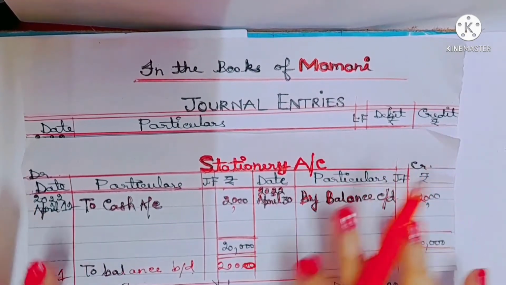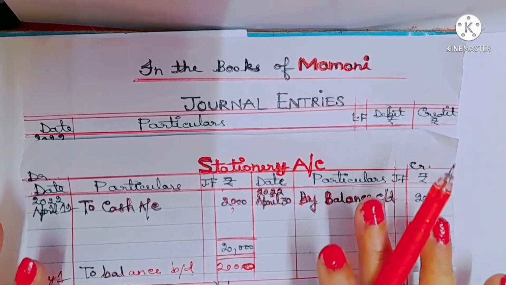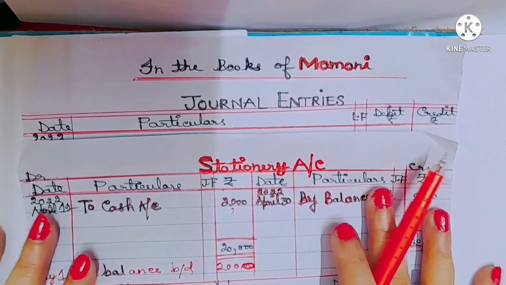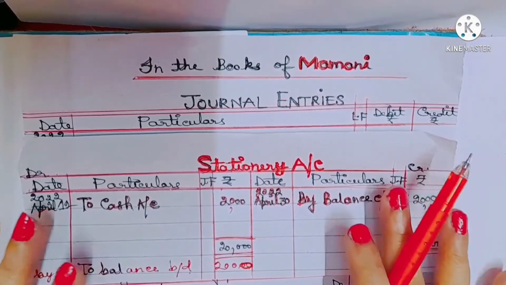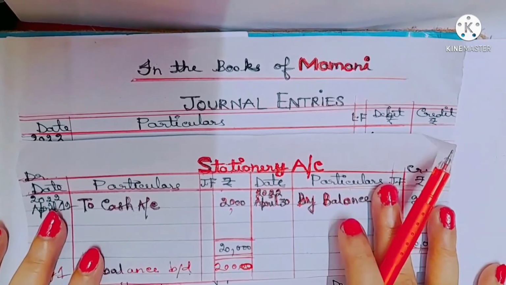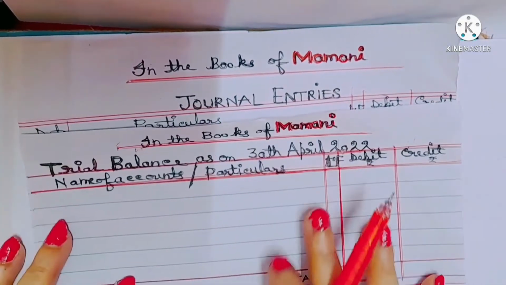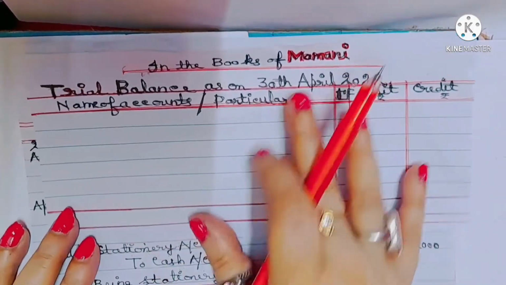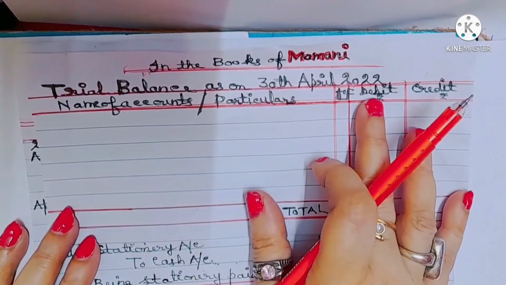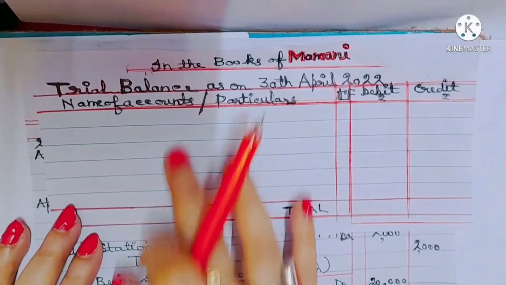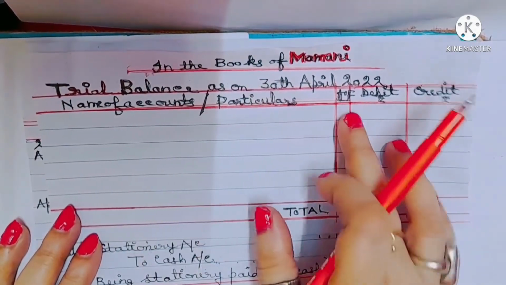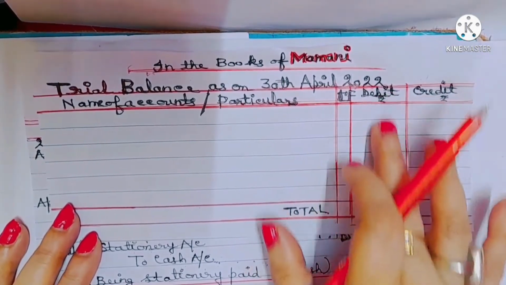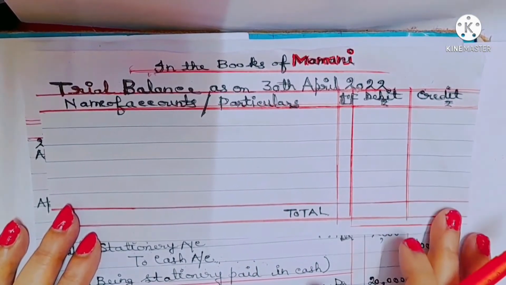So, all the accounts we have finished. There are 5 ledger accounts we have done. Now, let's do the trial balance and see if our ledger accounts are correct. Now, this is the format of trial balance. In the books of Mamuni, trial balance as on 30th April 2022. Name of accounts or particulars, ledger folio, debit amount, credit amount, total. Debit column should be equal to credit column always.